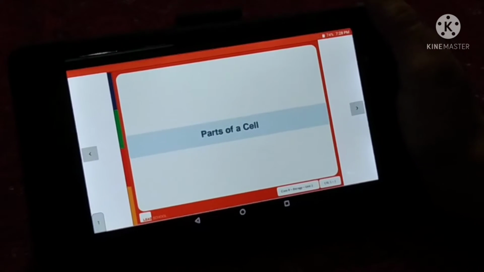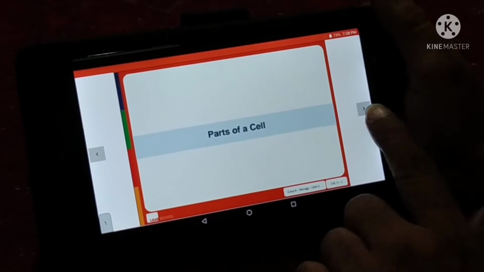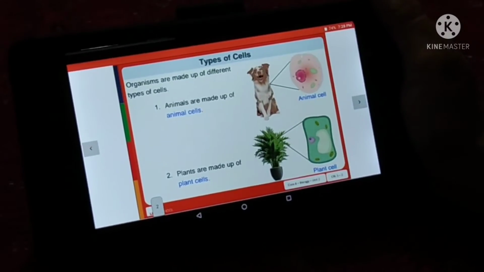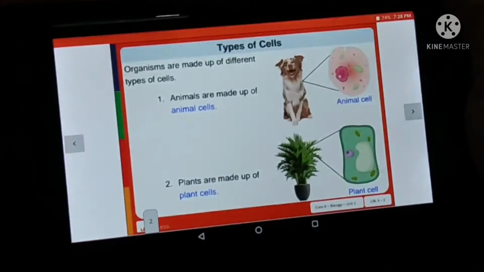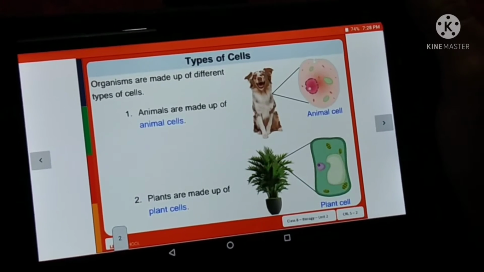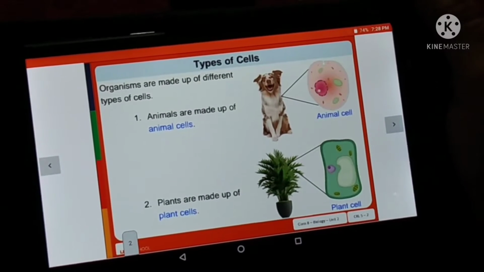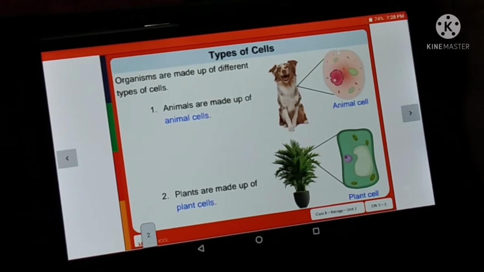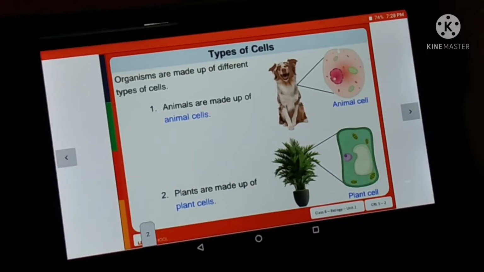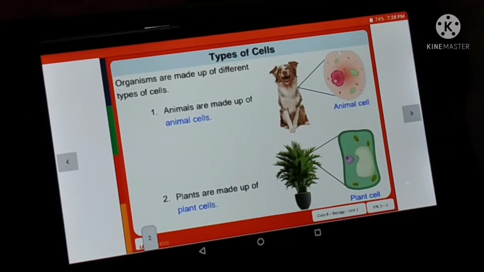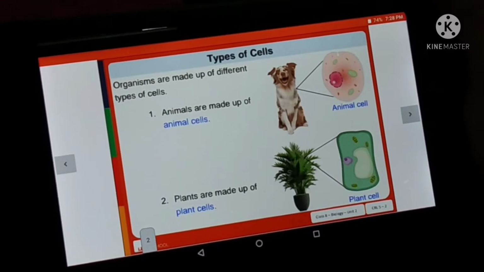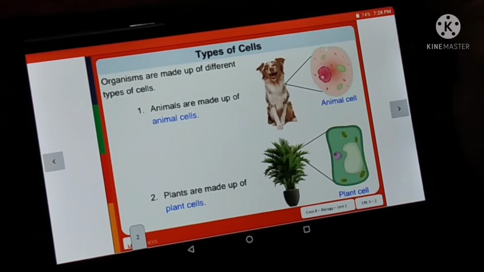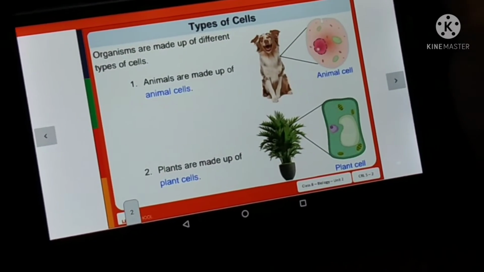Now we will learn about the parts of a cell. Types of cell. Organisms are made up of different types of cells. Animal cells are made up of animal cells, and the plants are made up of plant cells. Here in the picture you can see an animal cell as well as a plant cell.